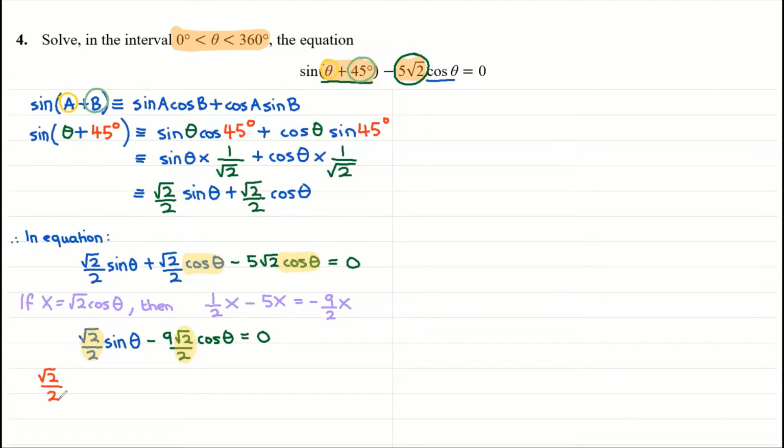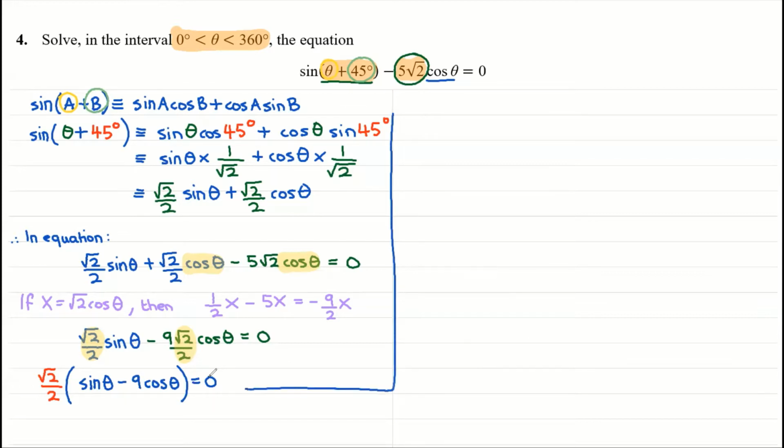So we've got root 2 over 2 as my common factor. And then inside the bracket, I'm going to be left with sine theta subtract 9 cos theta, close the bracket, is equal to 0. And this is where your eyes should sort of light up, because this is a product of root 2 over 2 and whatever's in the bracket. Now, root 2 over 2 is never going to be equal to 0. So this implies, and in fact, I'm going to continue up here on the right-hand side, that, forget about the root 2 over 2 now, sine theta subtract 9 cos theta is equal to 0.